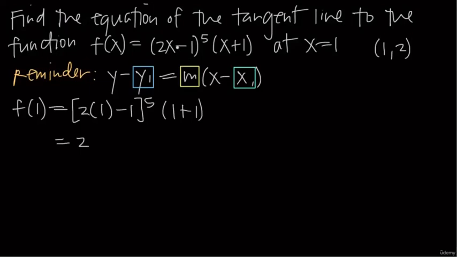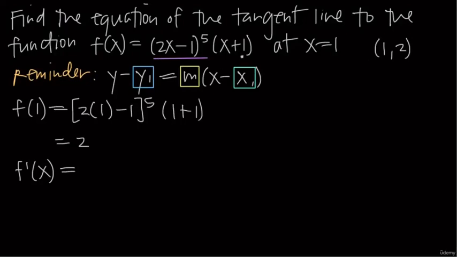And m is just the derivative of the original function evaluated at the point that we found. So all we have to do is take the derivative, and we'll call the derivative f prime of x, because the original function is f of x, so the derivative is f prime. So f prime of x is going to be equal to, and now we need to take the derivative of this function. Well, we're going to need to use product rule in order to take the derivative, because we have the product here of two functions. The first one is this (2x minus 1) to the fifth.